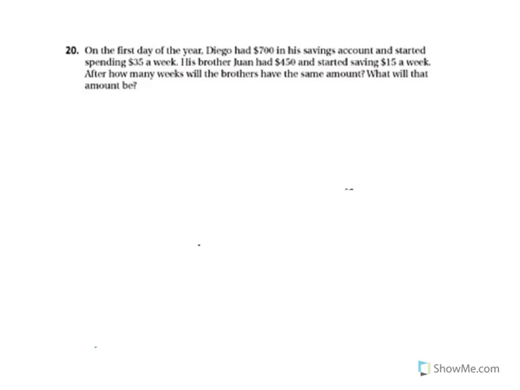On the first day of the year, Diego had $700 in his savings account and started spending $35 a week. So we know that he had $700 in his savings account and he started spending $35 a week. Spending means subtracting, and then we have his brother, Juan, who had $450 and started saving $15 a week. And so our question, more or less, is after how many weeks will the brothers have the same amount? So we're looking for the same amount, and we need to also state what that amount would be.